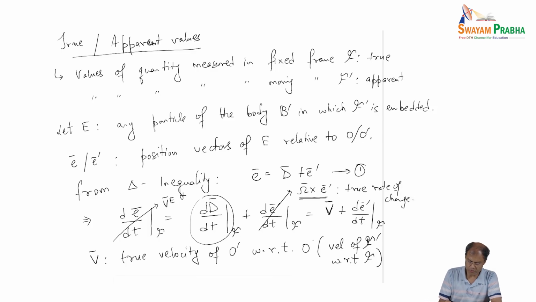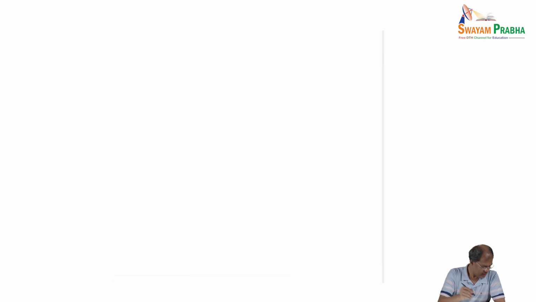Okay. So V_E here is the true velocity of the object, of the body, and this dE/dt is the true velocity of the frames, right? Relative frames. So now in particular, let us recap the important relation that we have just discovered.